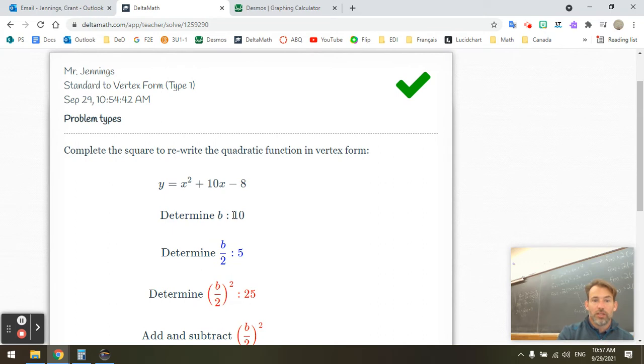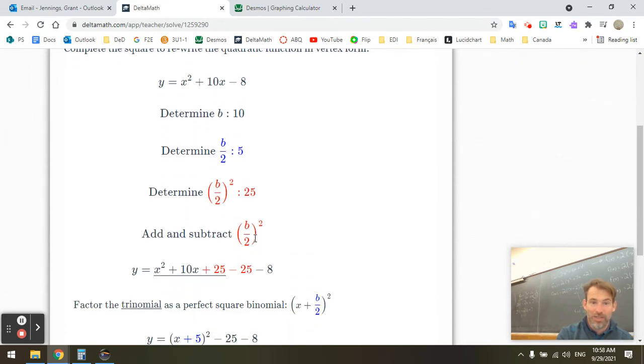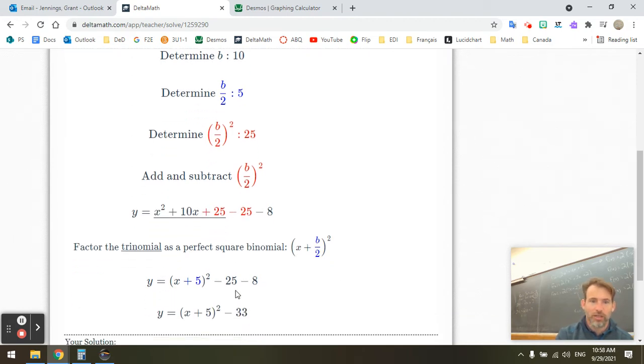Okay. So it says, I want to know B. B is 10. So they read that off. Determine B over 2, which is 5. And then they want you to square it. It's 25. Same steps we did. Add and subtract that. I recognize the perfect square trinomial as a perfect square binomial. That's weird language. I've never heard perfect square binomial. It's a binomial squared. That's a perfect square trinomial. I'm not sure why they're saying that.